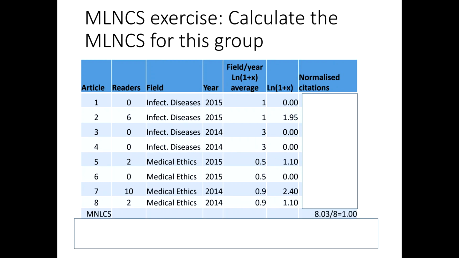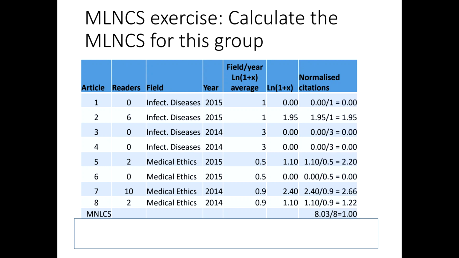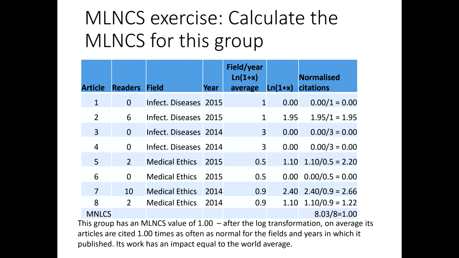If you'd like to do an exercise, can you try this out with this set of 8 articles, please? Pause the presentation now and restart when you're ready to continue. Here are the results. You should find that the score is, to 2 decimal places, 1.00. So this group has on average exactly world average citation impact for its papers.